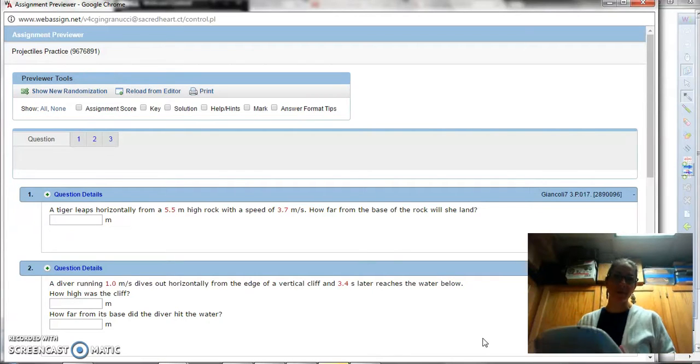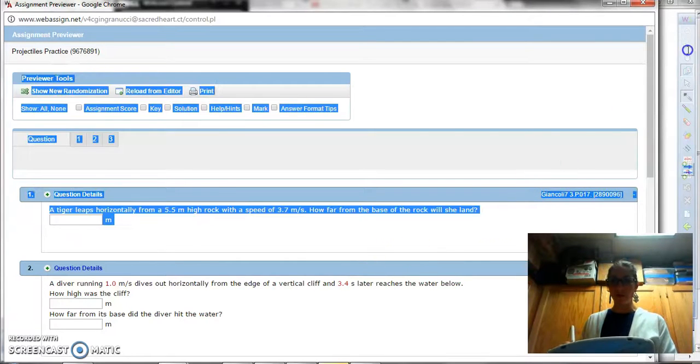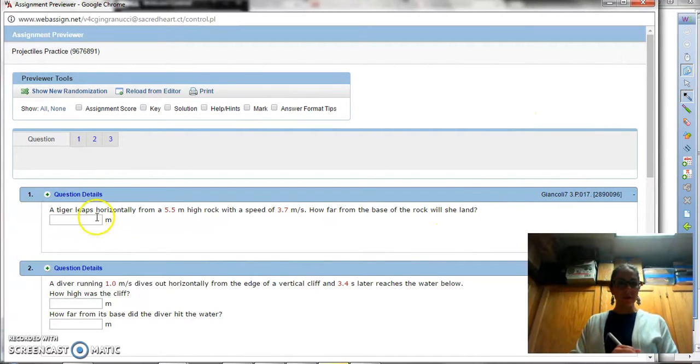As I do the problems, they're going to get progressively harder, so you can see how this works out. I just found some web-assigned questions like this, and I'll solve some of these as an example. Your web assigned will be a little different, but similar to what we'll see here. Question 1: a tiger leaps horizontally from a 5.5 high rock with a speed of 3.75. How far from the base will she land?